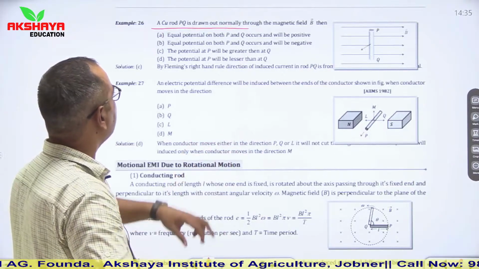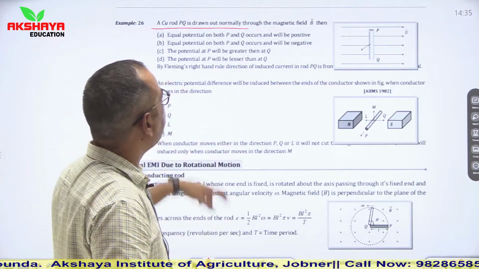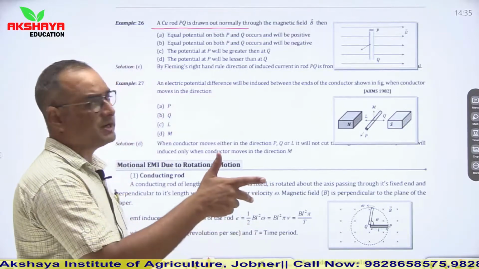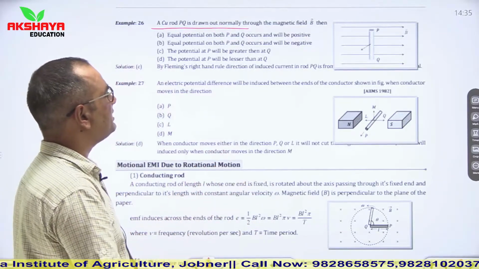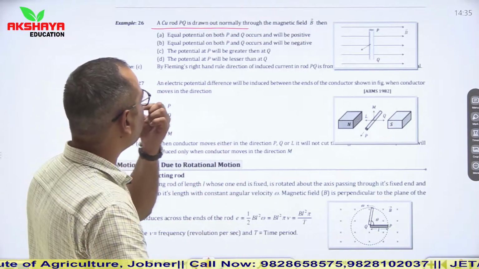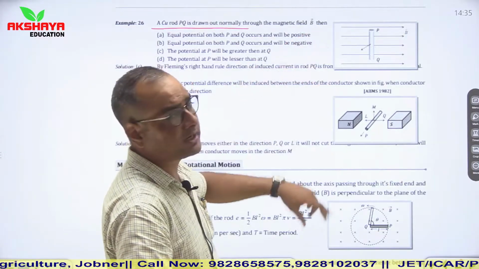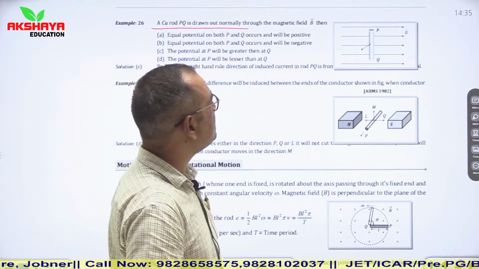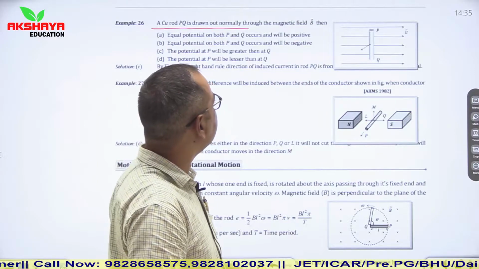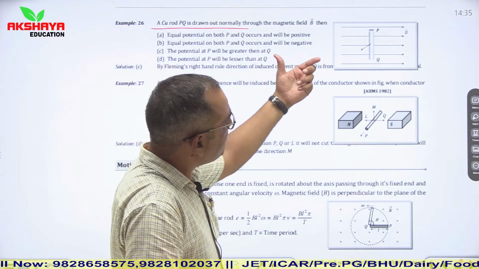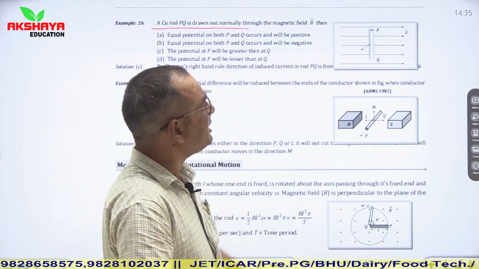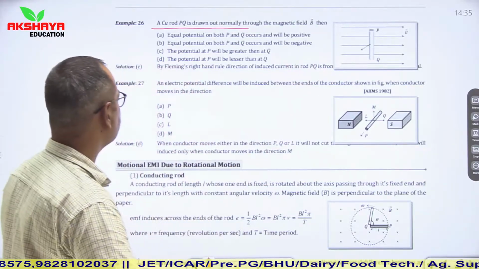So we can say that in this condition the induced current in the rod is from Q to P. Induced current is from Q to P. It means point Q is at low potential and point P is at higher potential.